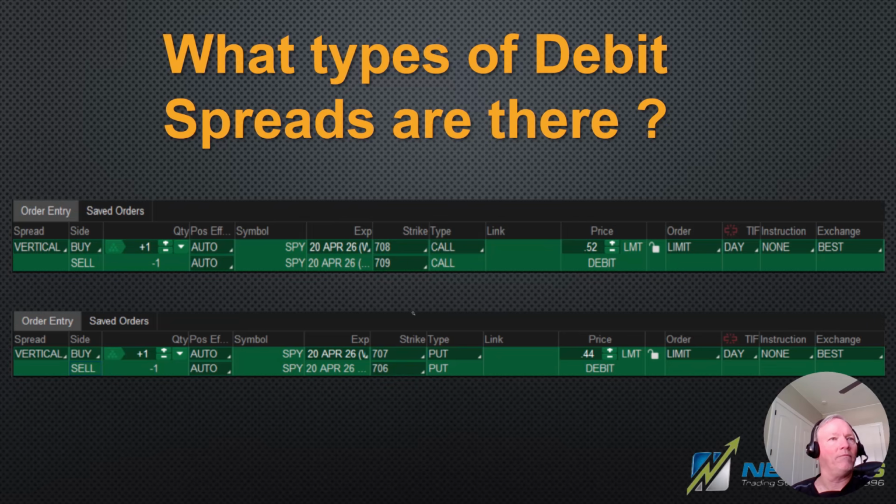Now on the put side, when we put this trade on, SPY was trading just above 707, somewhere around the 708 area, but we anticipated that price was going to move down, and so we bought the 707 and sold the 706, again a dollar wide, so our max return on this would be $100 minus what we spent, which is $44. So $56 was our max if price moved down below 706 towards the end of the day. Again, these were same day expiration.